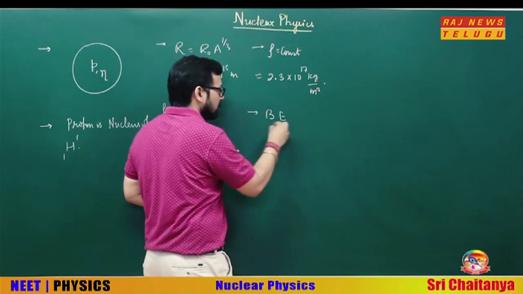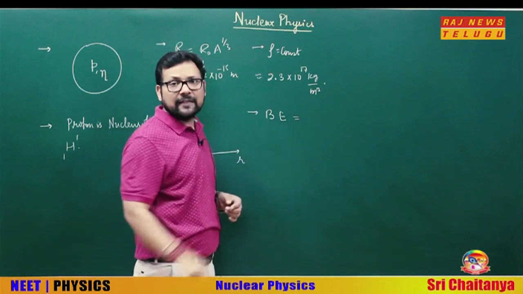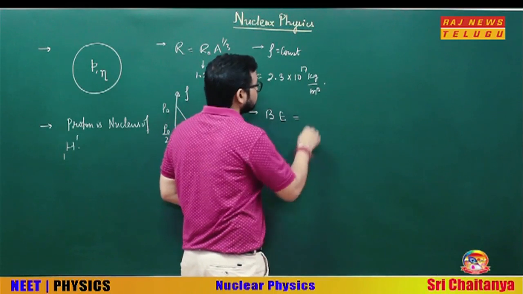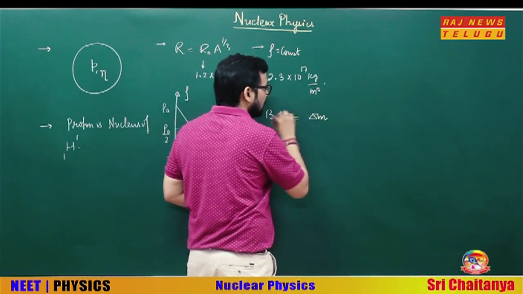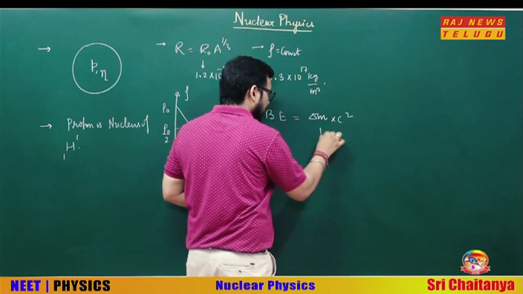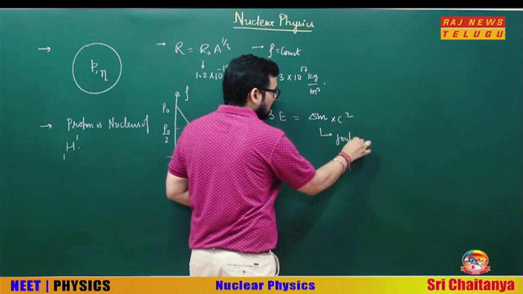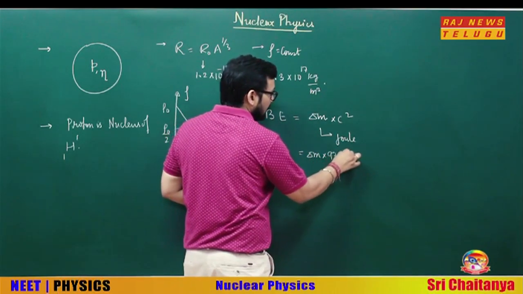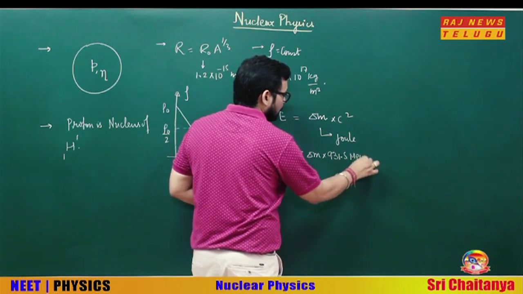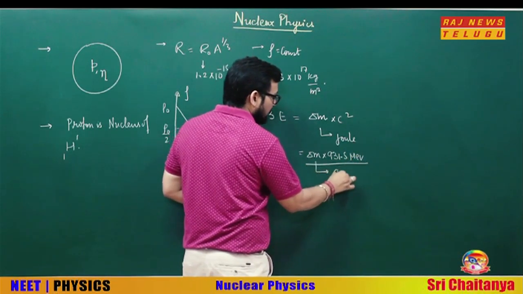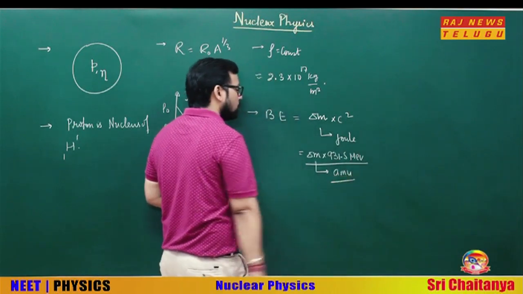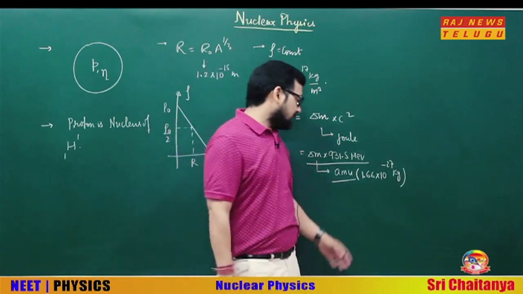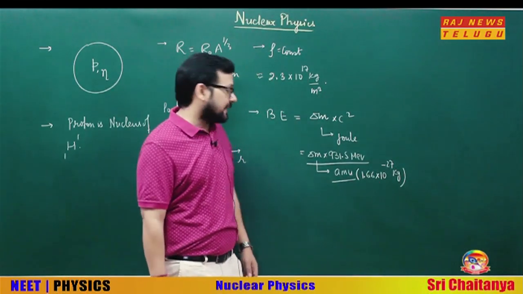These are the checklist of the entire chapter, the final synopsis. Binding energy was delta M, the mass defect, into C square. Here delta M was in joule, and delta M into 931.5 mega electron volt, where delta M was in atomic mass unit, which was 1 by 12 the mass of C12. One AMU is 1.66 into 10 raised to power minus 27 kg.